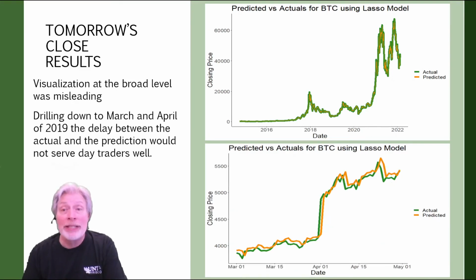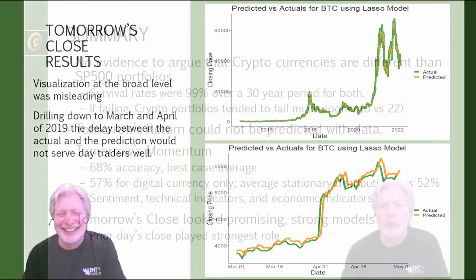A drill down from several years to a few months in 2019 really helps to visualize the issue between actual and predicted. Generally, the predictions occurred a little too late to be used by the day traders. You can see that the orange line of predictions reacts after the green line of actuals. It would have been more advantageous, of course, to see it the other way around.